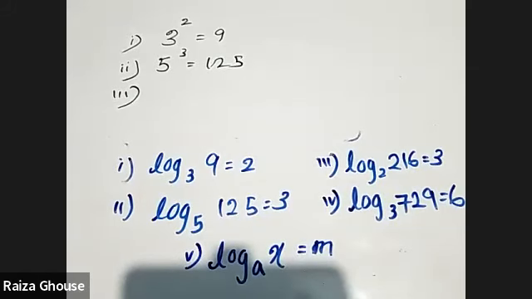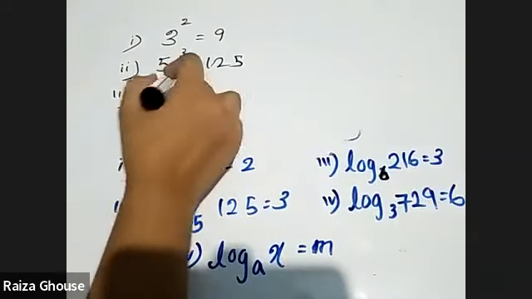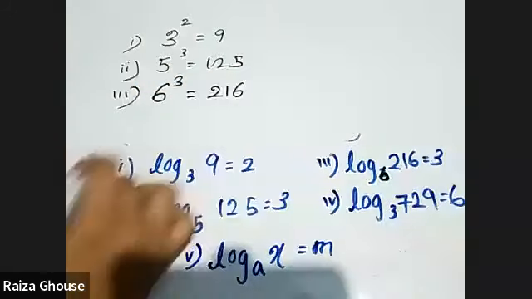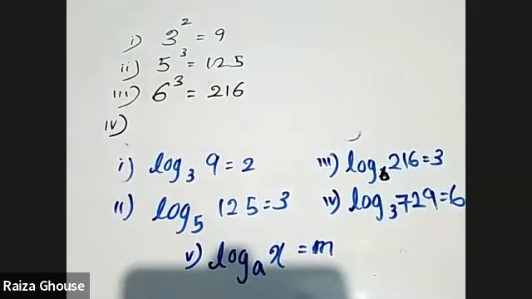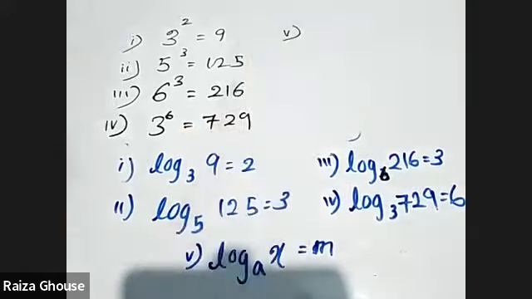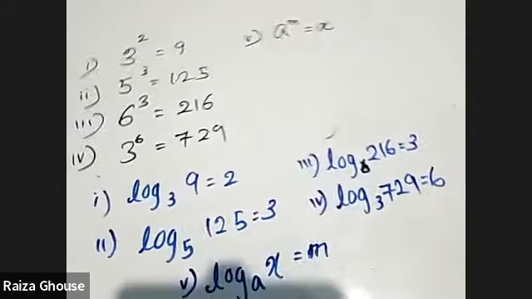Sabiha, third one. 2 to the power 3 equals 216. It's wrong, isn't it? It should be 6 to the power 3. It's a small mistake. Roman number 4, what is it, Sahdia? 3 to the power 6 equals 729. Twiska, what is the last one? Roman number 5. A to the power m equals x. Very good.